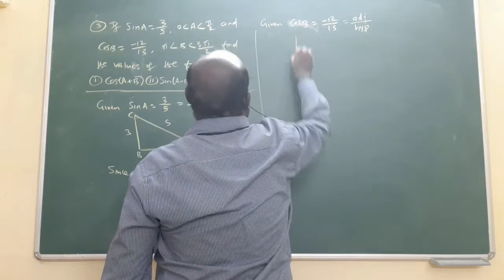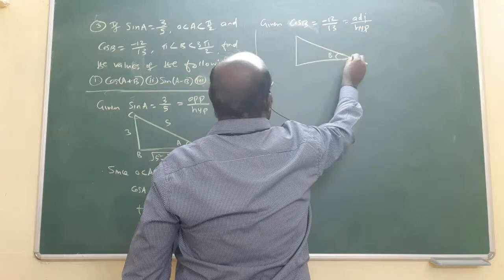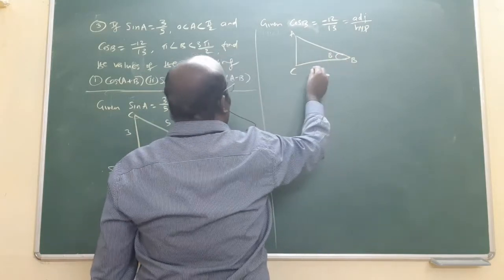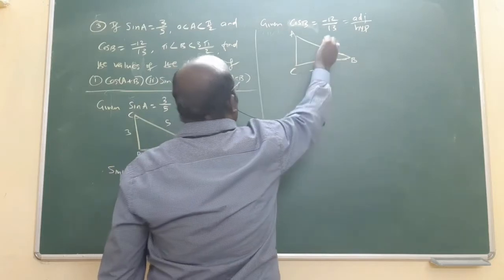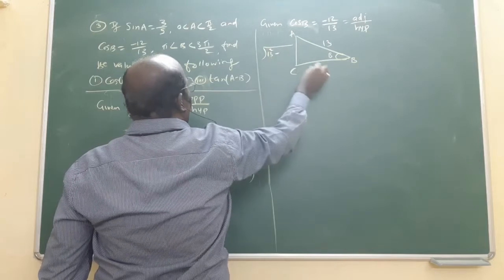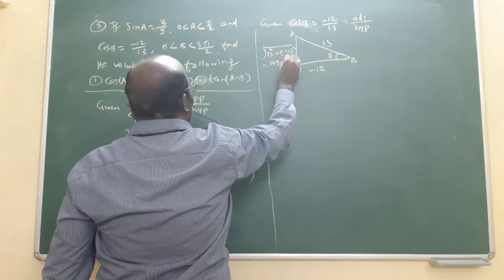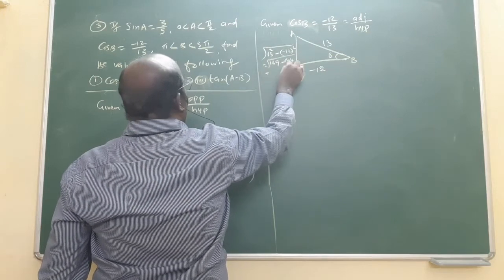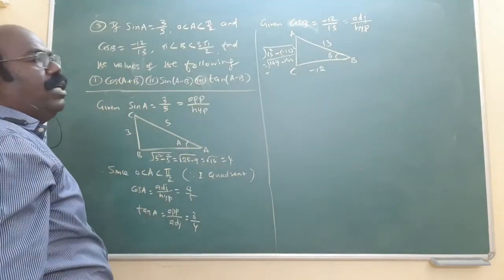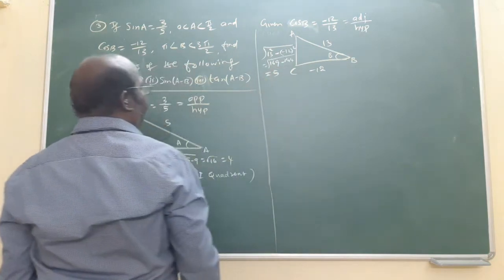Am I right? Now the drawing. This is the angle B. AB. Am I right? Now at this part we have minus 12. Hypotenuse is 13. So what is the answer? Root of 13 square minus 12 whole square. That is what? 169 minus 144. What is the answer? That is root of 25. Root of 25 is what? Only 5. Am I right?